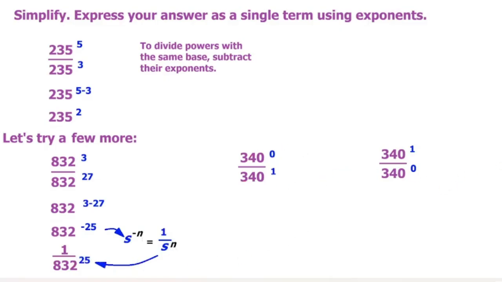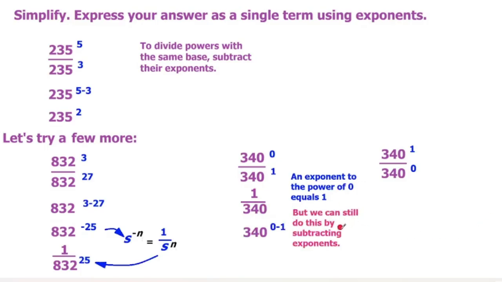Now let's go through a couple more situations where we need to understand some of the tricks involved with this. So we have 340 to the power of 0 over 340 to the power of 1. An exponent to the power of 0 equals 1. Okay, so any number to the power of 0 is going to be 1. So we have this, 1 over 340. We don't have to put the 1 here because it's implied.